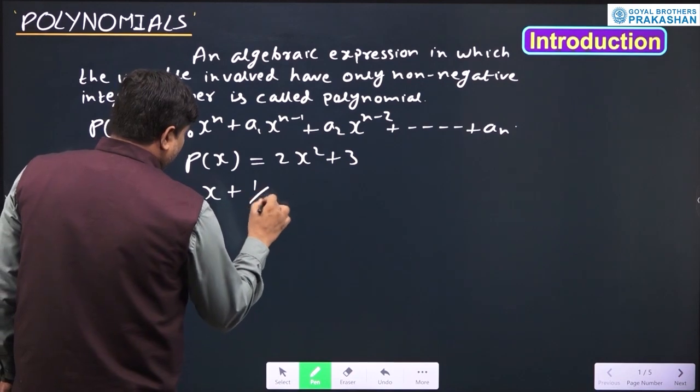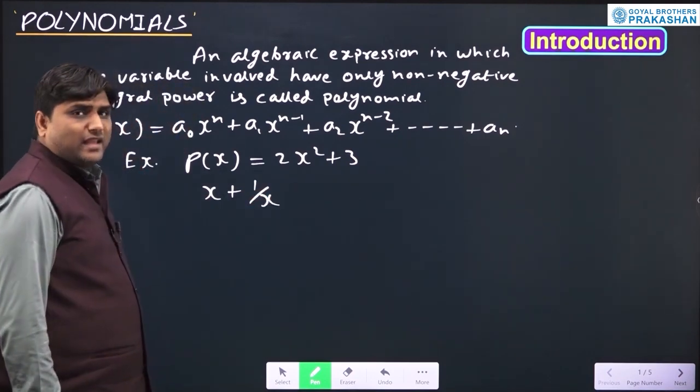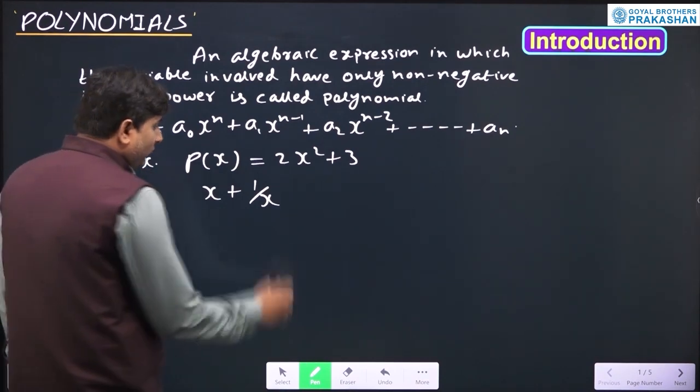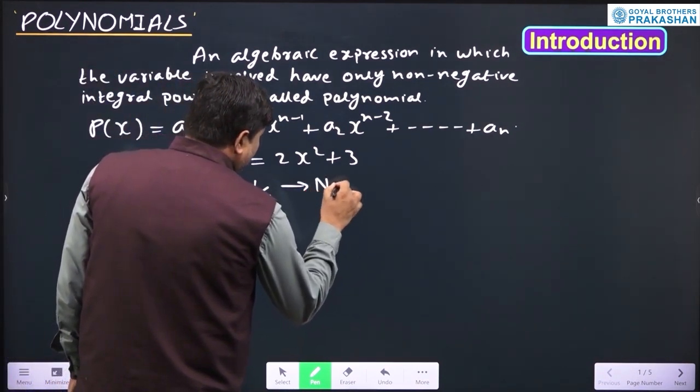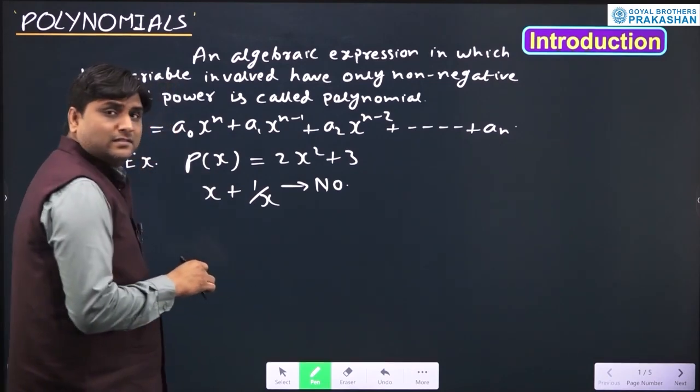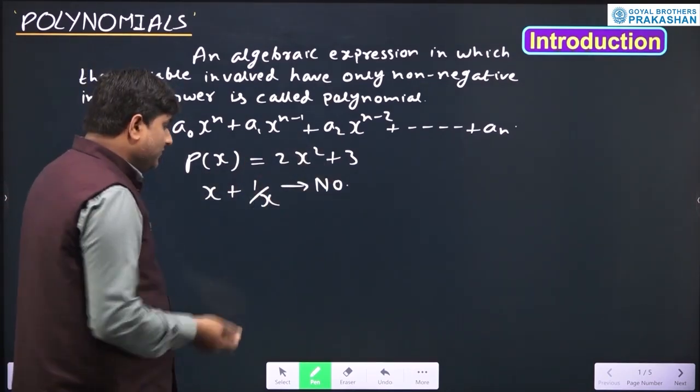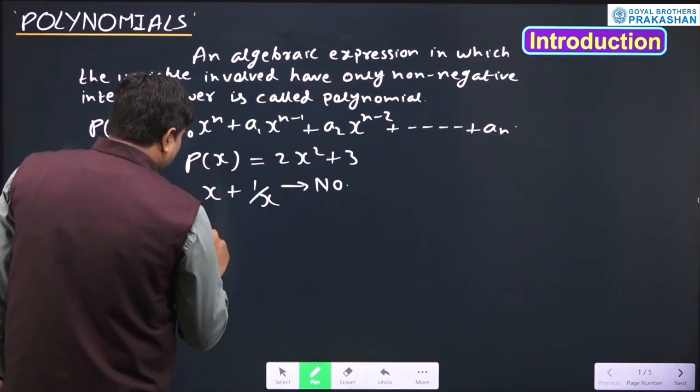I am writing some other examples. You can check whether each is a polynomial or not. x plus 1 by x, is this a polynomial? No. Why? Because there is a term 1 by x in which the power of x is minus 1. We can write 1 by x as x to the power minus 1. So this is not a polynomial.